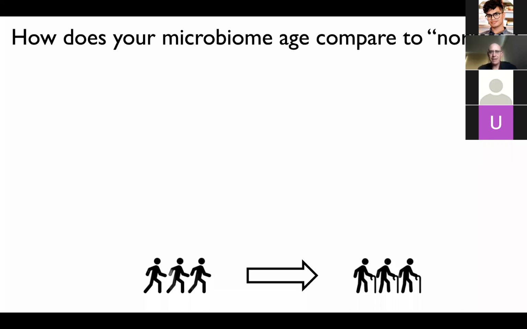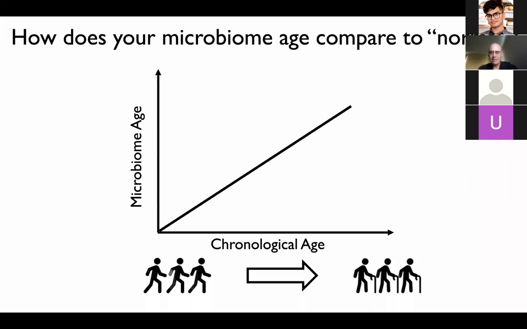So one of the key questions that we have at the moment is, how does your microbiome age compare to normal? So the idea is that maybe you'd expect to see a direct linear relationship between your chronological age and your microbiome age. And then what we're interested in is people whose microbiomes look especially young for their chronological age, who we suspect are going to be especially healthy, and then those whose microbiomes look especially old for their chronological age, and those are the people who we suspect are going to be especially unhealthy.